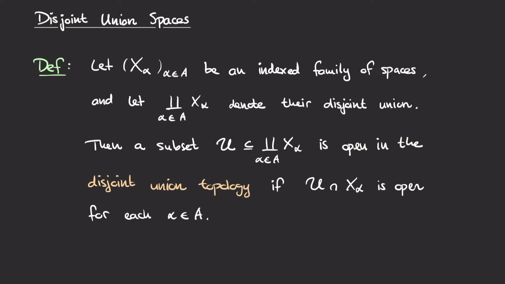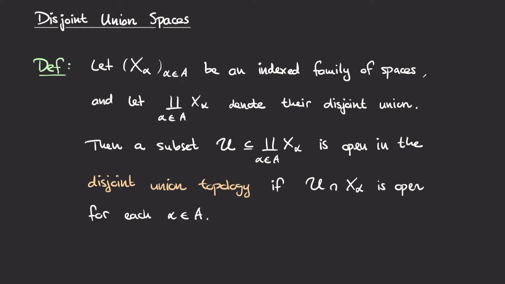And just as a reminder, here we again identify X_alpha with the isomorphic copy of X_alpha, which is a subset of the disjoint union. We saw in the derivation that we want the disjoint union topology to be the largest topology on the disjoint union that satisfies this requirement, and this definition makes this happen because we're declaring every subset that satisfies this requirement to be open. So this means that it's going to be the largest collection of subsets that satisfies this requirement.